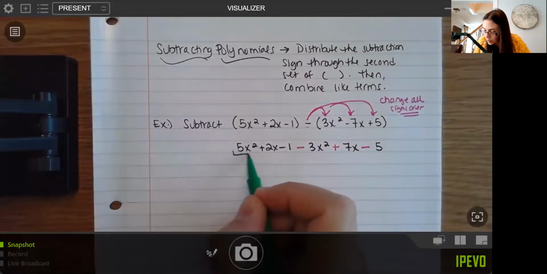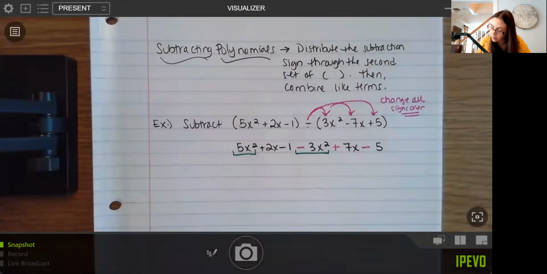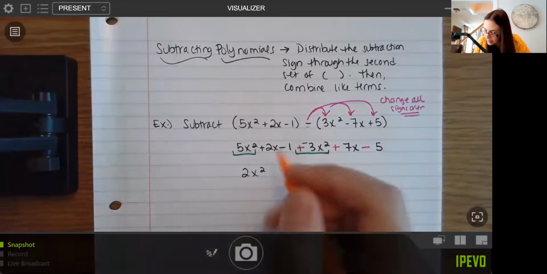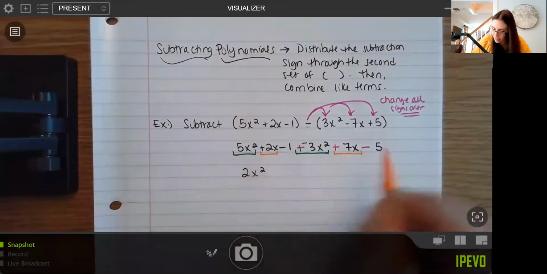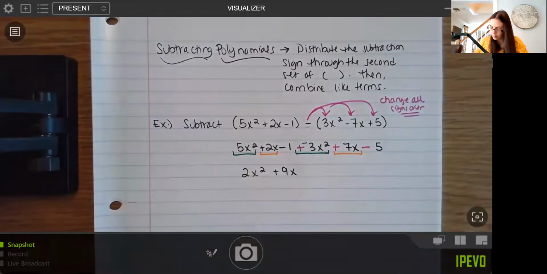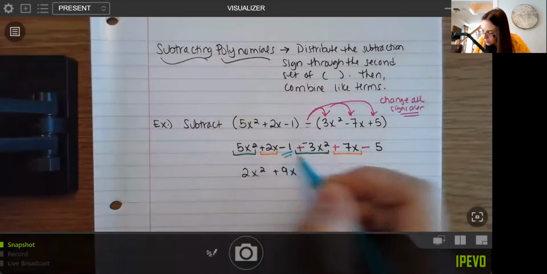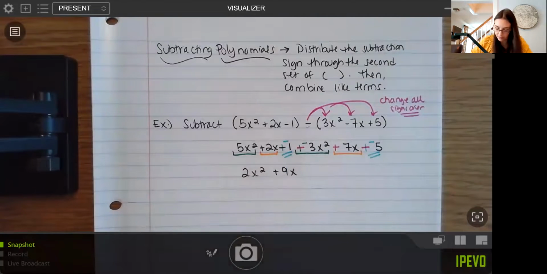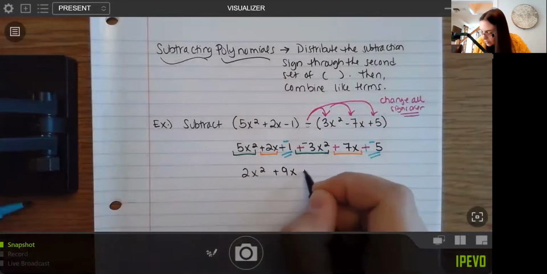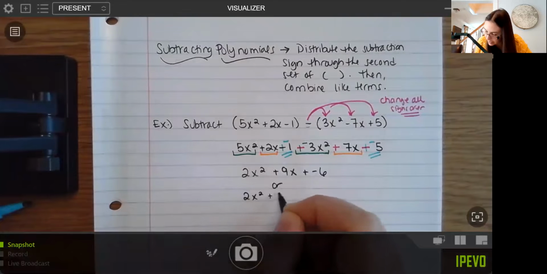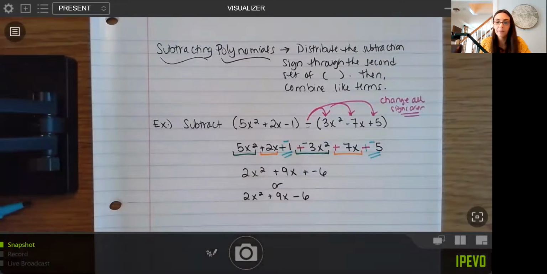So I see a 5x squared and a negative 3x squared. So it's the same thing as adding a negative. So I'm going to have 2x squared. I see a positive 2x and a positive 7x. So 2 plus 7 is 9. So I have 9x. And I see a minus 1 and a minus 5. So that's the same thing as a negative 1 and a negative 5, which is going to be negative 6. So you could write it like this, or subtraction signs and adding a negative are the same thing. So I can rewrite it like that.